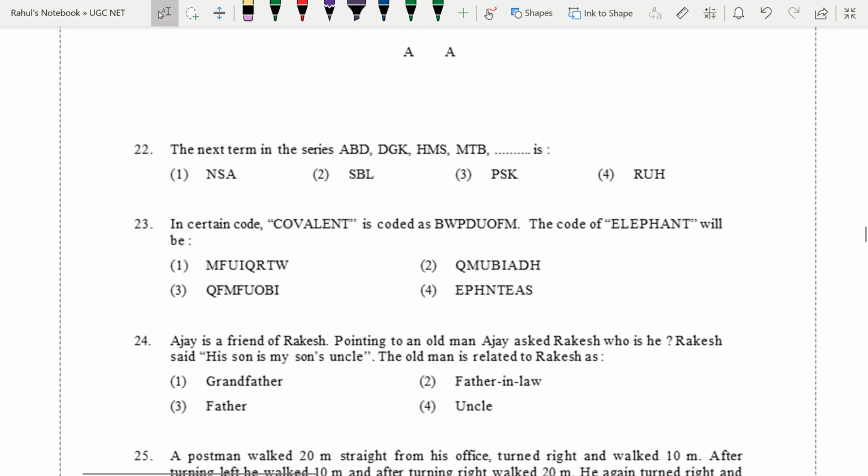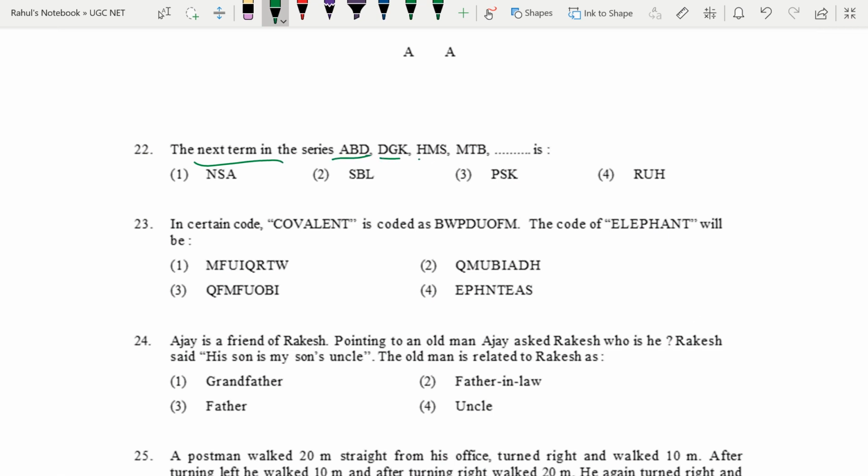The next question is, the next term in the series ABD, DGK, HMS, MTB is. So if you observe here, A, B, D. First here no gap, and after that one gap, that is C. C is missing. After that D, G and K. What does it mean? A, B, C, D, E, F. Two terms are missing. First 0 terms are missing, then one term is missing, then two terms are missing, then H, I and J. Three terms are missing. Similarly, 4 terms are missing, 5 terms are missing, 6 terms are missing, 7 terms are missing.